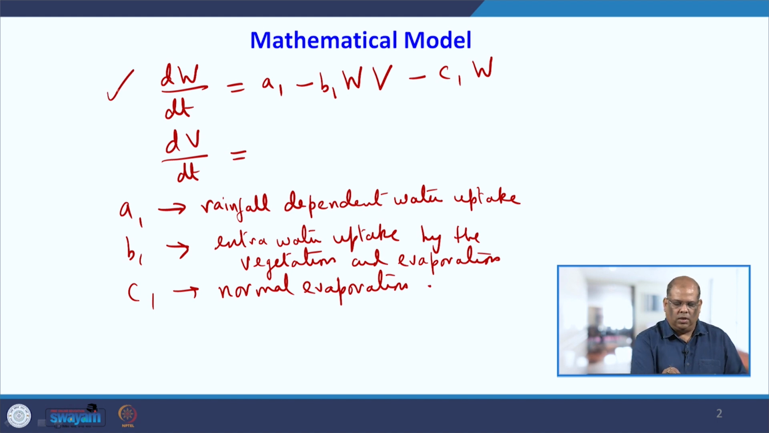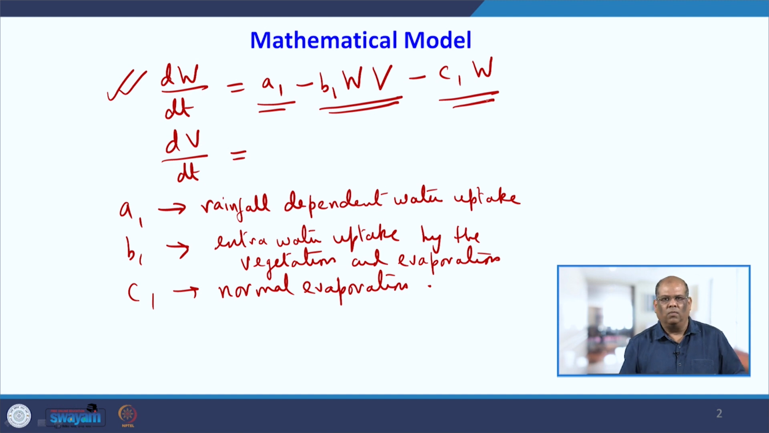So, this is the equation which represents the water, the only source of vegetation in the desert. It says that there is a constant source of water, mostly due to rainfall, and then that water is taken up by the vegetation for its growth, which is happening at the rate of B1, and this is the normal evaporation of water. Since the water is decreasing in both cases, there is a negative sign, and obviously A1, B1 and C1 are greater than 0.